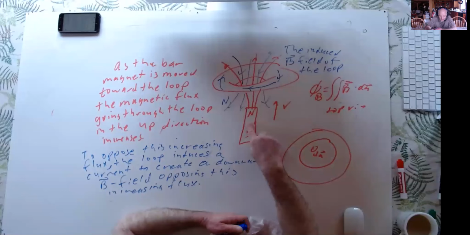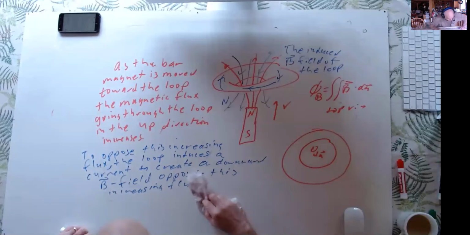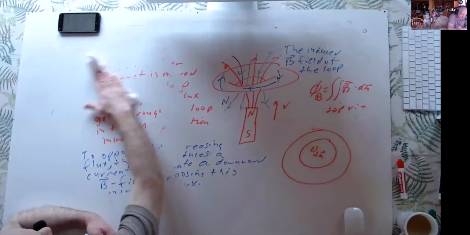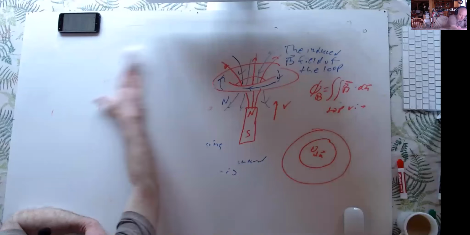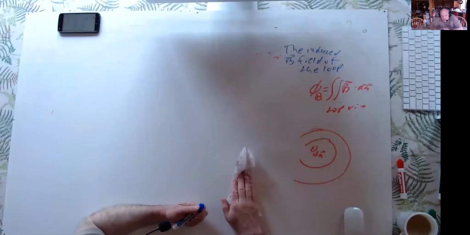Now, what I want to do is take this magnet and move it down like this, and show you what's going to happen in that case. So let's repeat this, but go in the opposite direction. So first of all, are there any questions with that?